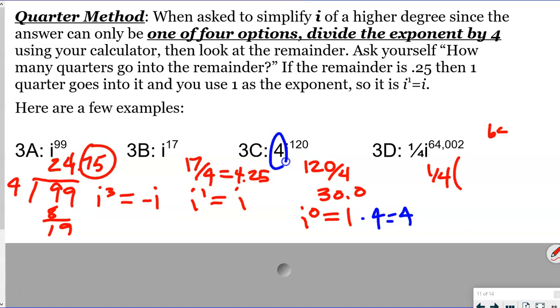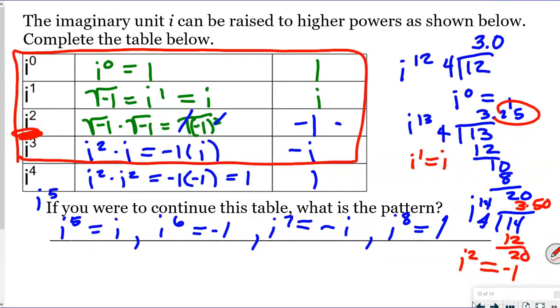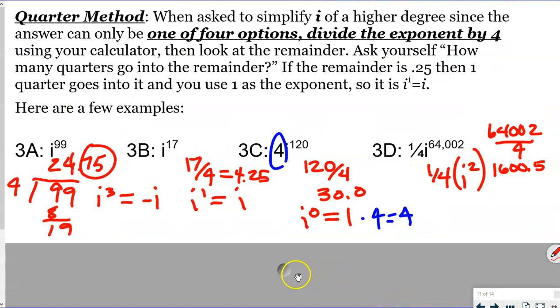So here again, 6400 divided by 4, right? That was 1600.50. That's 2 quarters, right? So this is going to be i squared, right? Do you remember what i squared is? If not, go back here and look at your table. i squared right there, right? See it right there? So that's -1, right? So i squared is -1. So we're going to do -1 times what? 1/4. So the answer is going to be -1/4. Got it?